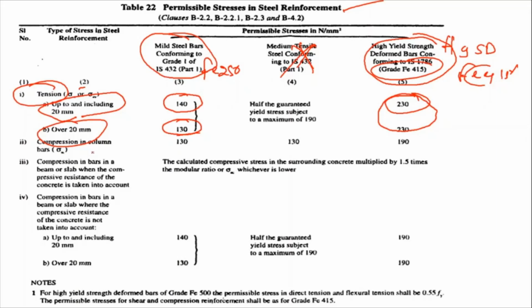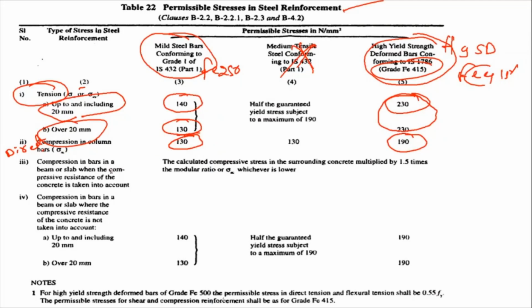Okay, then if you see the bars in the columns, that means they are subjected to what? Direct compression. So in that case, permissible stress in Fe250 is 130, whereas in Fe415 it is only 190.